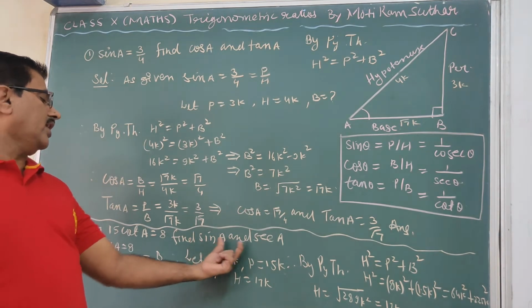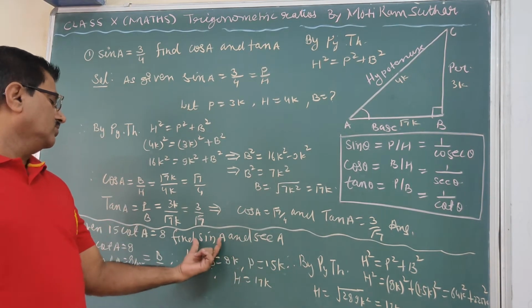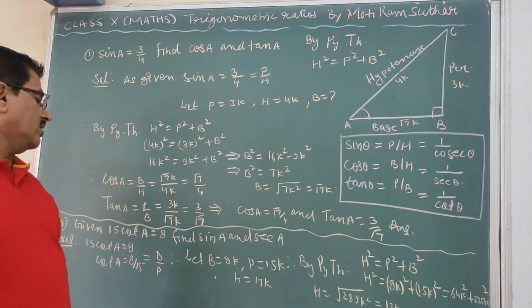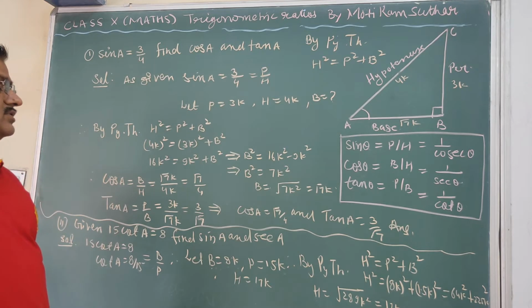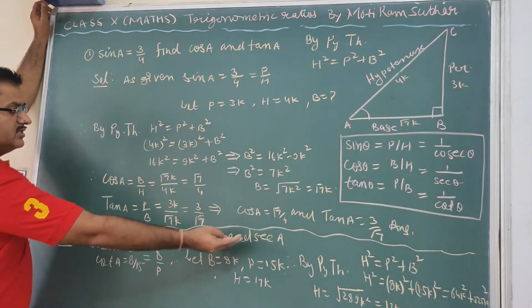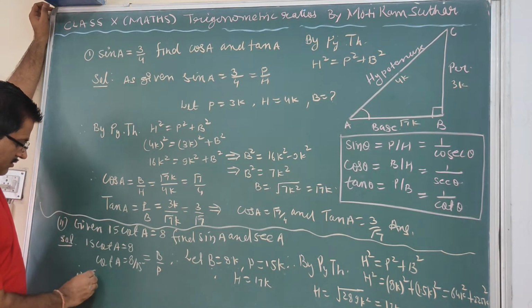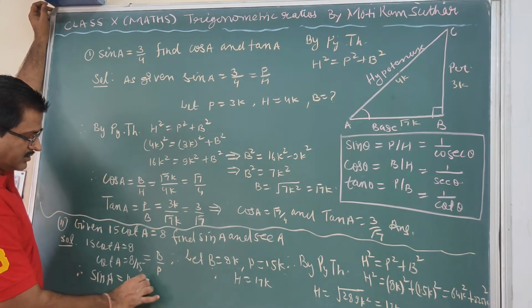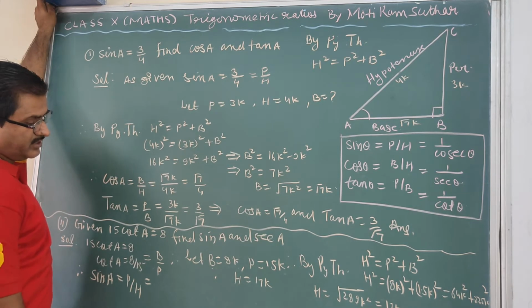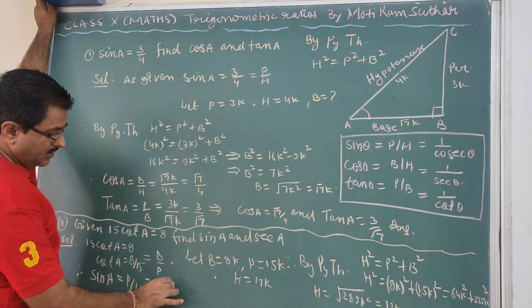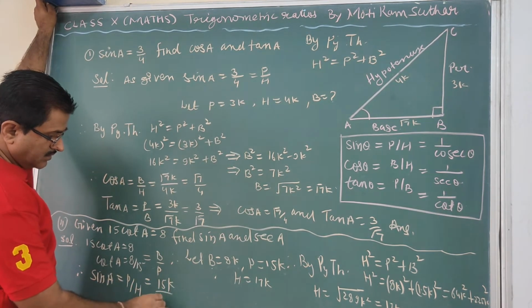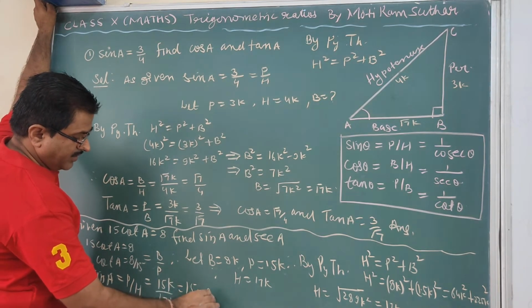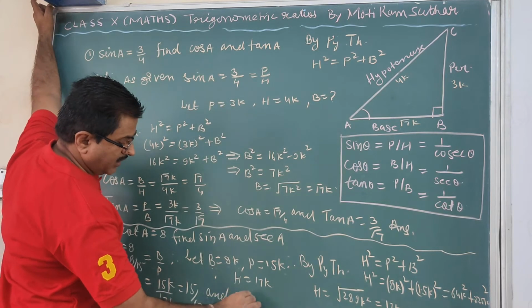Then you can find any trigonometric ratio. Because cot is already given, you can find all other five trigonometric ratios. But we need only sin A and sec A. Therefore, sin A is perpendicular upon hypotenuse. So here perpendicular is 15k, h is 17k. That is 15 by 17.